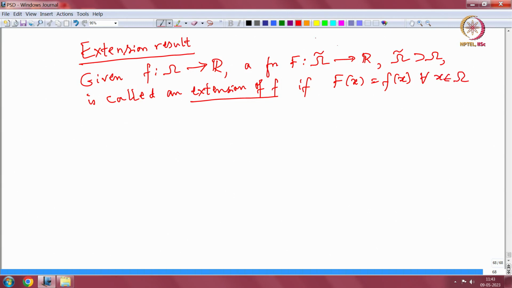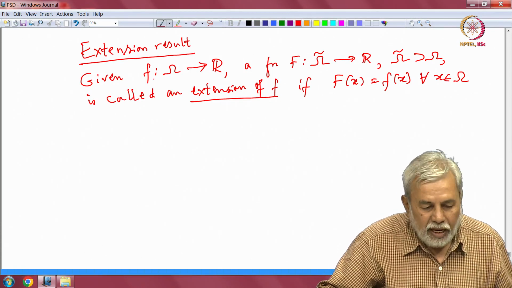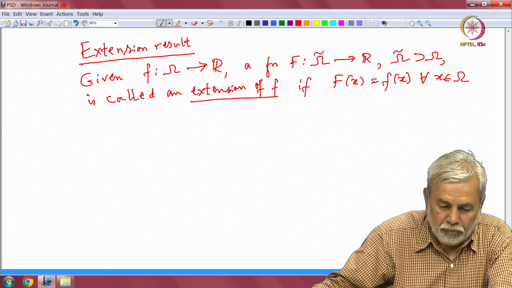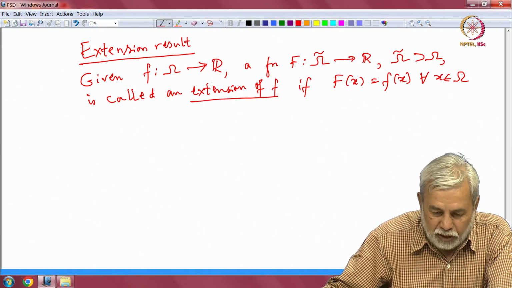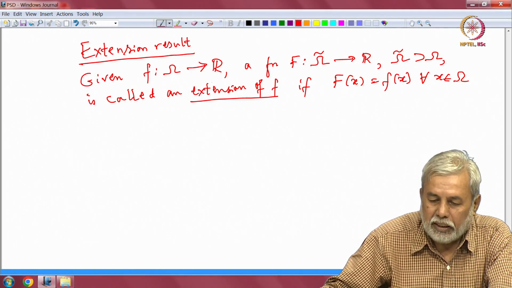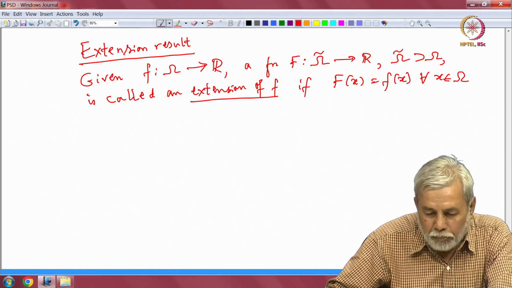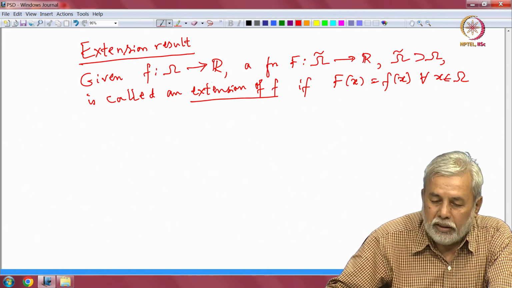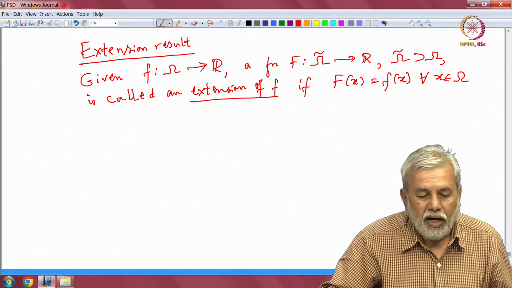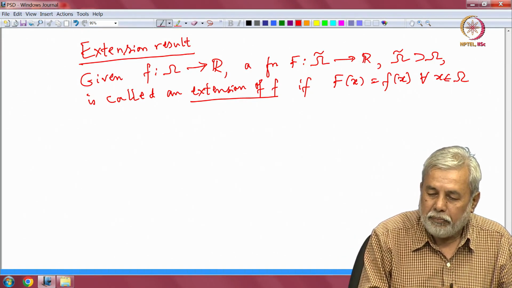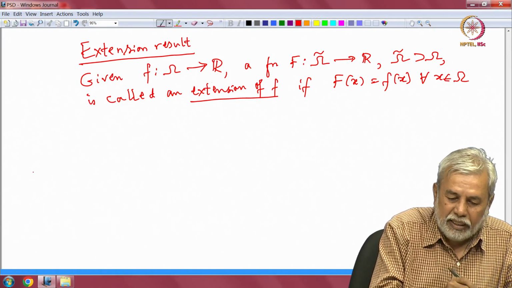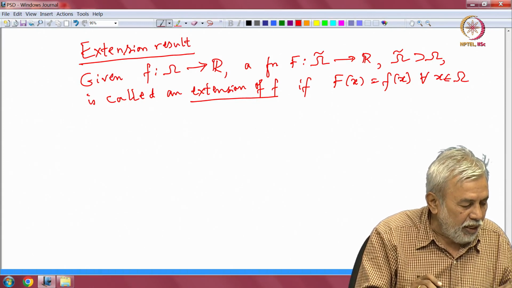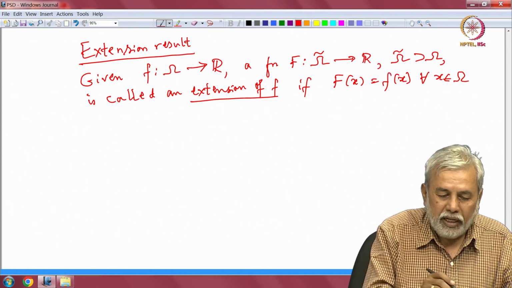Of course, this is too general a definition, but when f has certain properties, for example, f belongs to a Sobolev space, obviously we would like this big F also to have some similar properties, and more importantly we want to control the norm of big F in terms of small f, and that we will see in the following theorem. Again this is a special case.